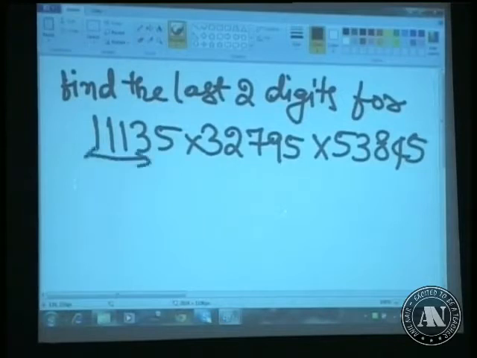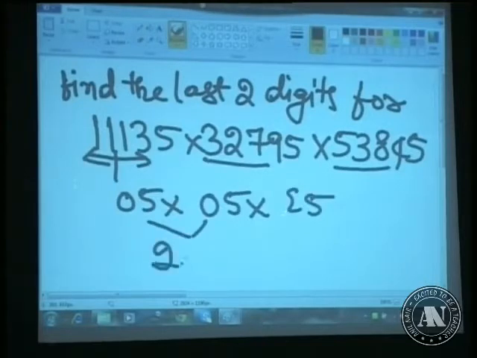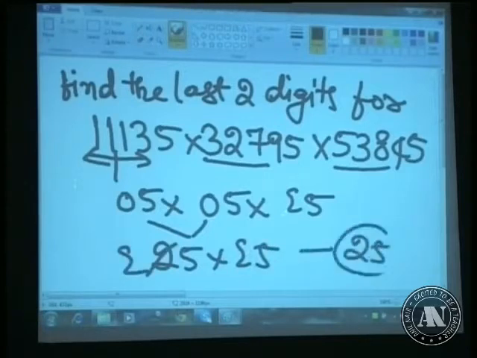Is this number an odd number or an even number? Odd number ending with 5 into, again these are 3279, odd number ending with 5, and 5384, it's an even number ending with 5. Odd into odd is 25, into even 5, again 2 is an even number, even 5 into even 5. What are the last two digits? 25. Agreed? Please make a note.